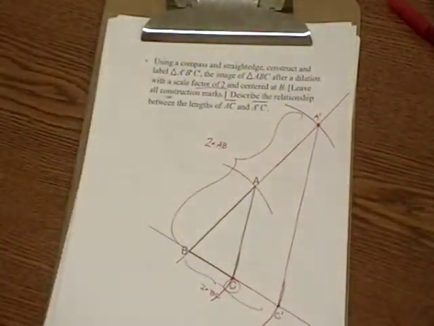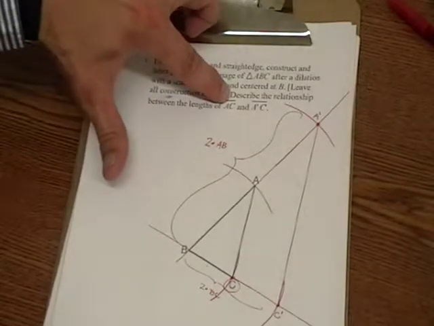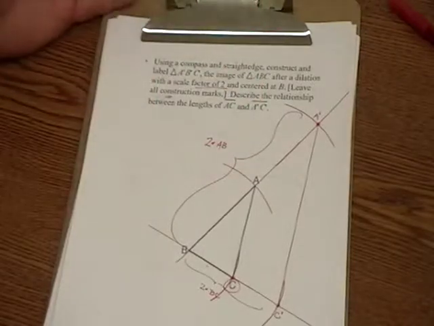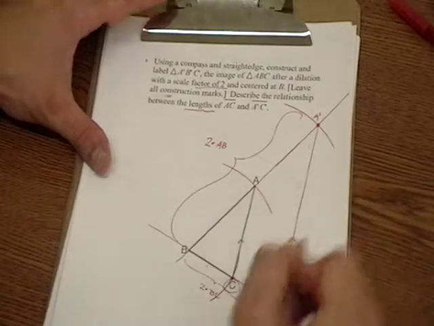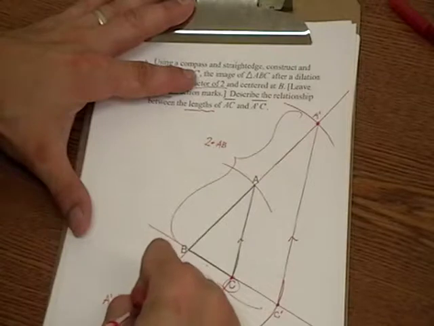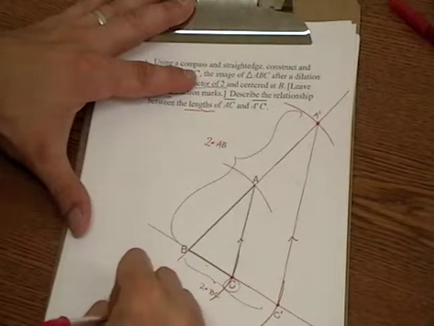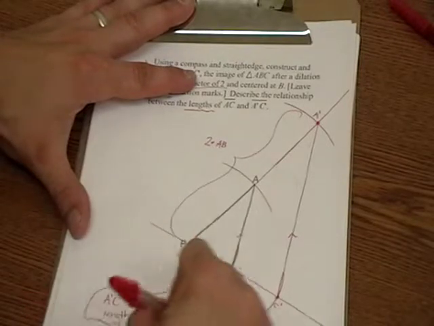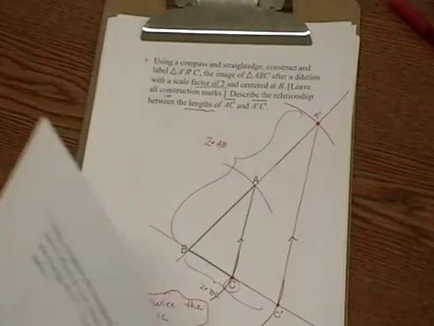Okay, and describe the relationship between the lengths of AC and A prime C prime. First they're parallel, but that's not the lengths. Okay, parallel. But A prime C prime is twice the length of AC. So that's the description. That was the fifth one. All right, number 6. Then we'll pause and break it up.